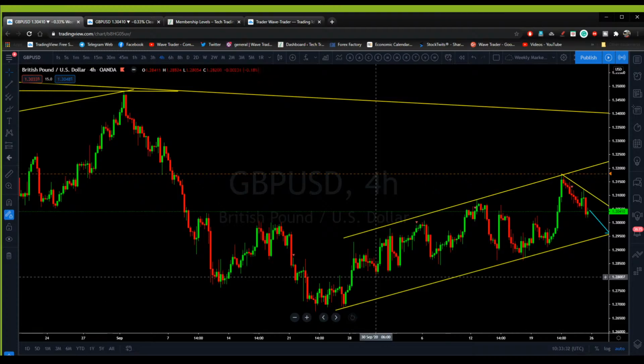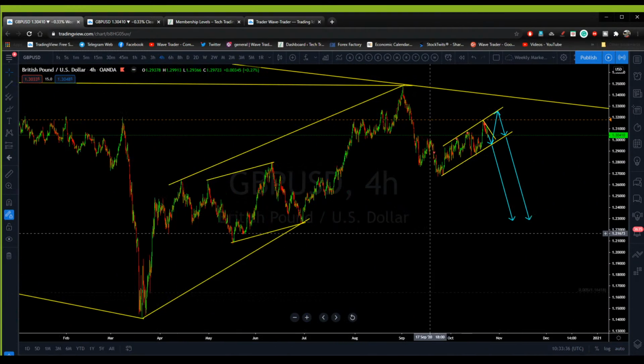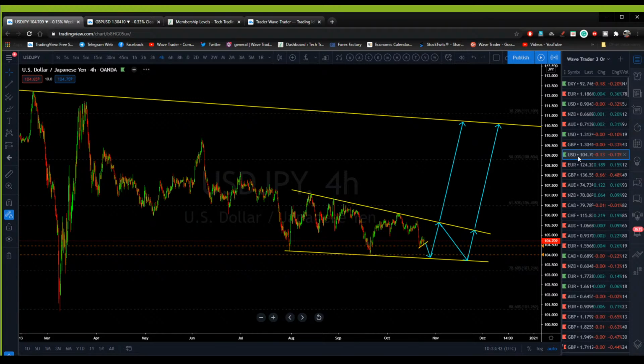So that's the daily correction on the pound. We are having a daily correction. We are looking for the pound to drag lower in that daily correction. So we are attempting shorts every time we are having a high on the pound dollar.